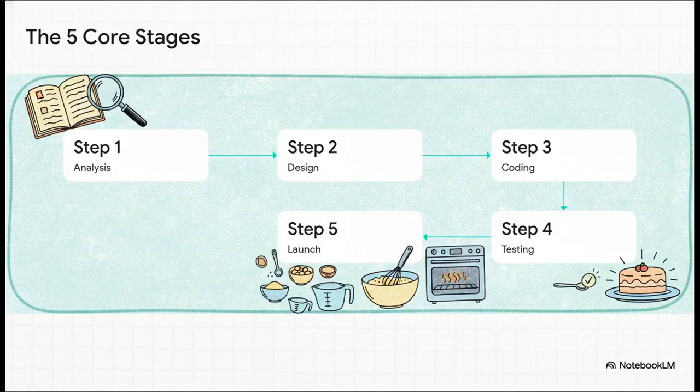And here are the 5 core stages. It's a lot like following a recipe, really. You don't just throw ingredients in a bowl and hope for a cake, right? No. First, you read the recipe to understand it. That's your analysis. Then you get your ingredients ready and measured. That's the design. Then you actually do the mixing and baking. That's coding. You have a little taste to make sure it's perfect. That's testing. And finally, you serve it up. That's your launch. Get this order right, and everything else falls into place.